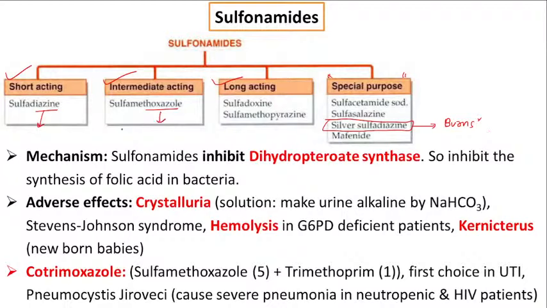Sulfamethoxazole, which is intermediate acting, we use in combination with trimethoprim, and this combination is called cotrimoxazole. That's a combination, right? Sulfamethoxazole plus trimethoprim, the portion is 5:1. That's the dosing ratio that is used. So 5 portions of sulfamethoxazole and 1 portion of trimethoprim are combined together, and that combination is known as cotrimoxazole. Co for combination, tri for trimethoprim, and moxazole for sulfamethoxazole. This is how it is named.